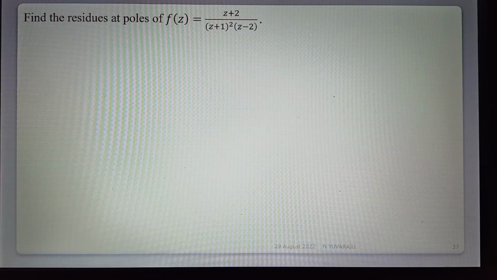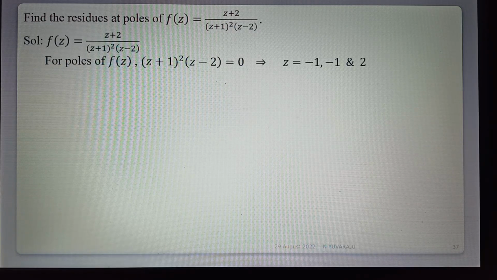Let's see the next example. Find the residues at the poles of f of z is equal to z plus 2 by z plus 1 whole square into z minus 2. First of all, finding the poles.